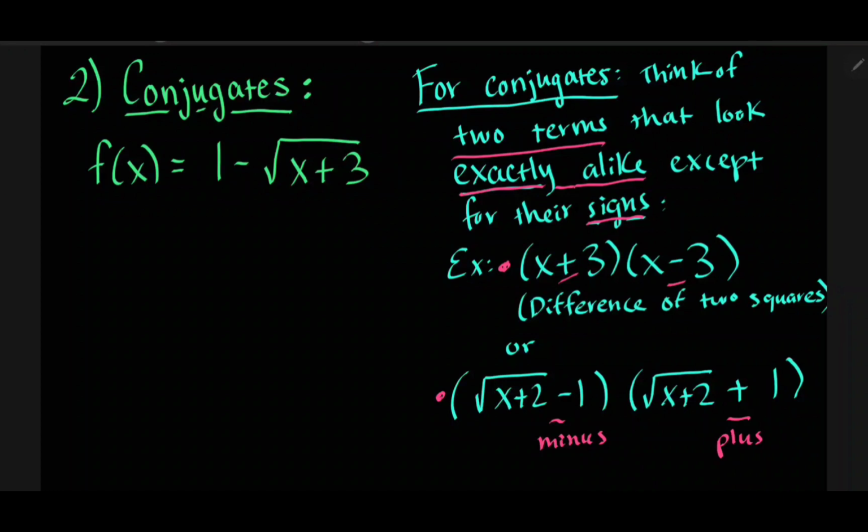Our next problem is going to be a conjugates problem. So for conjugates, think of 2 terms that look exactly alike except for their signs. A good example would be some stuff from polynomials, I'm sure y'all have seen before, which is difference of 2 squares, where you have an x plus 3 and an x minus 3. So the only difference between these 2 terms is that it's plus and it's minus. You change the sign between the terms.